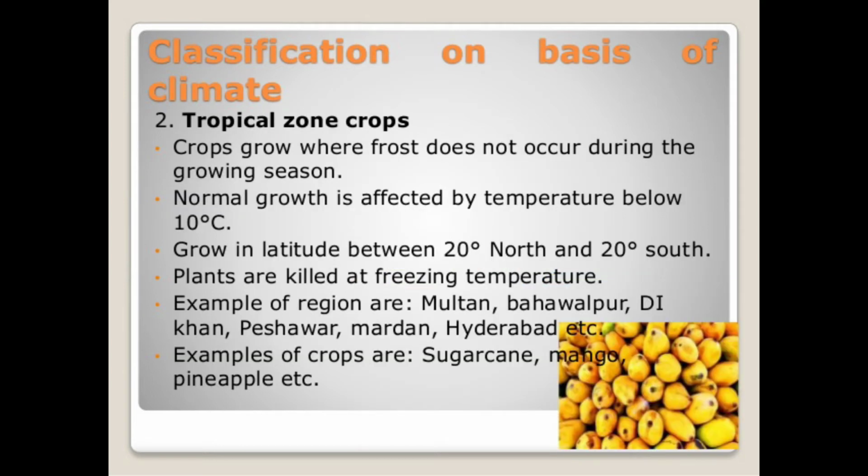Then tropical crops, those crops which grow where frost does not occur during the growing season. Normal growth is affected by temperatures below 10 degrees Celsius. Examples are sugarcane, mango and pineapple.